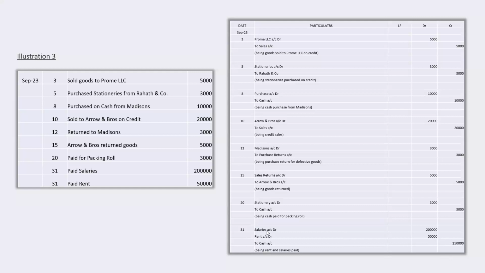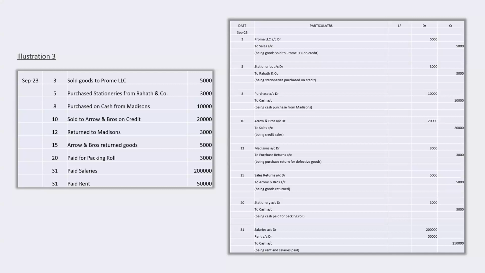Since both transactions are done on the same day, you're taking the common value, which is the cash account. So to cash account creditor, you're adding up these two amounts, which comes to 2,50,000. In the narration, you can mention paying rent and salaries paid. Clear? Yes, ma'am, clear. Do you have any doubts as of now?